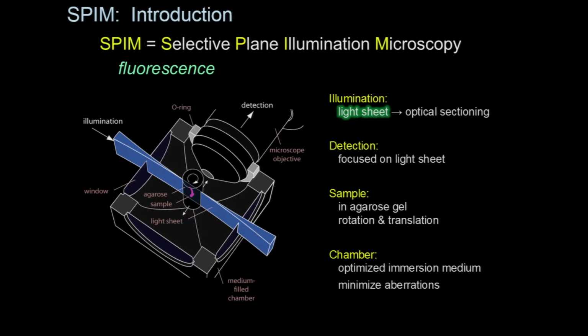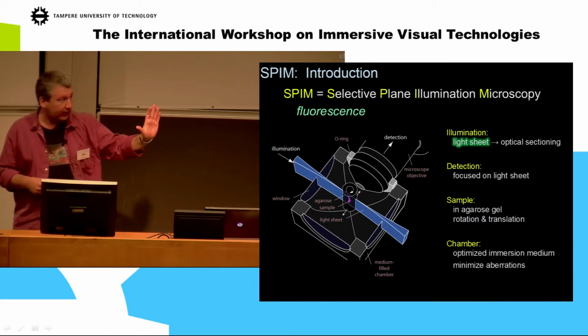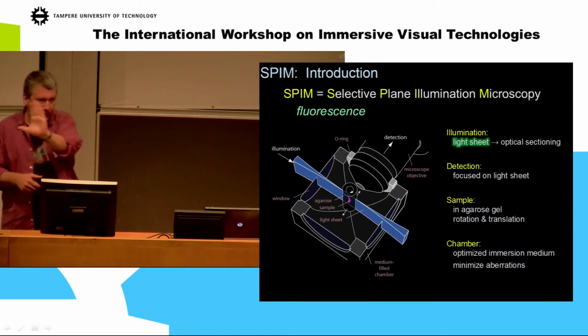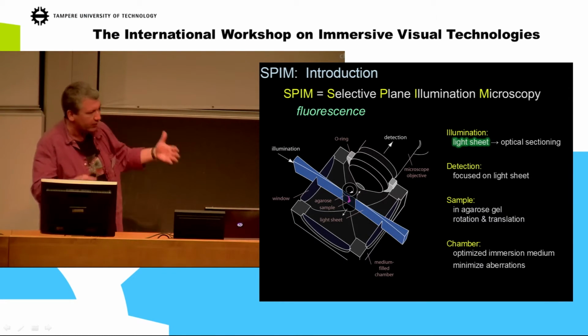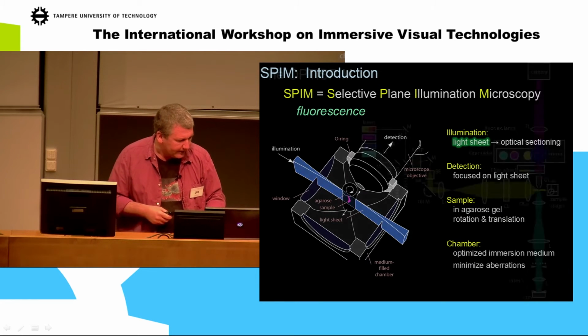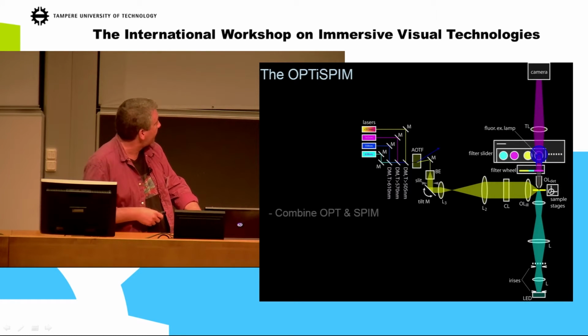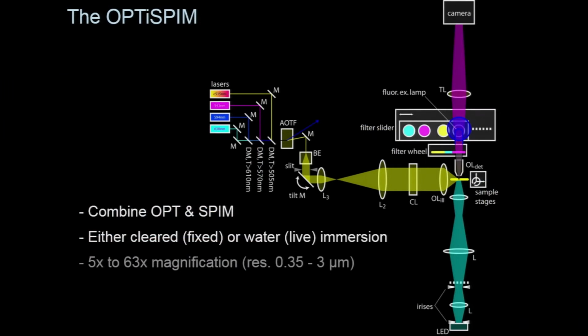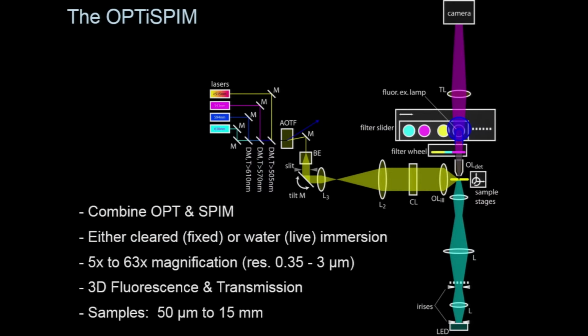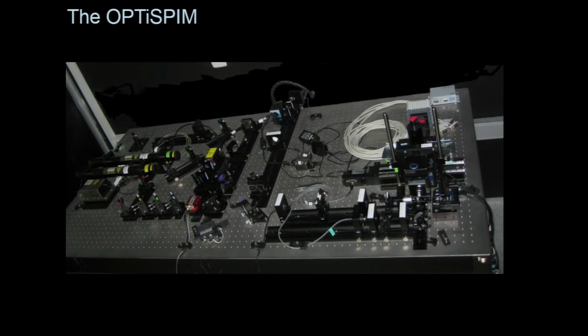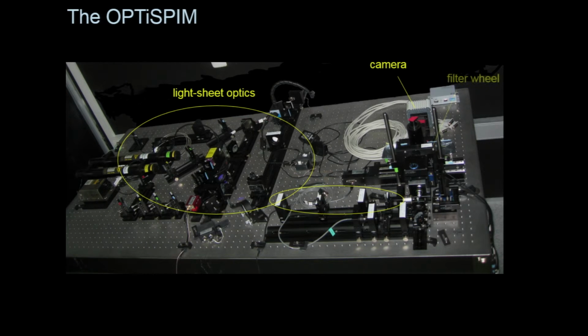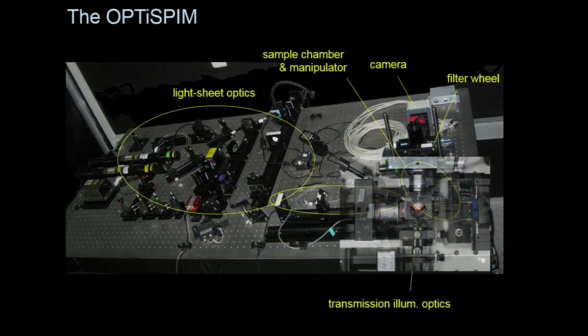The real advantage to this over OPT is that because we're taking just images of a single plane at a time, we can do tiling. We can zoom in at high resolution and then take many tiles over the sample to get a really high resolution data set. This is a schematic of the setup, which again, I won't go into. And this is what it looks like. It's a benchtop system with various different components on it.